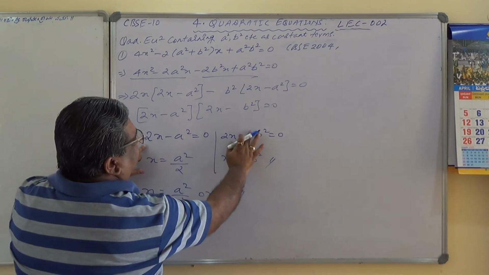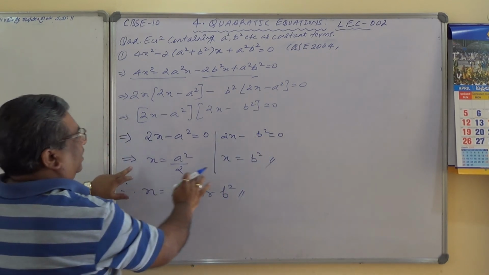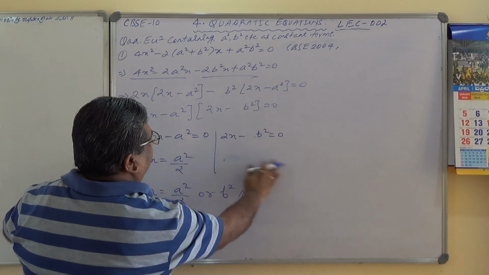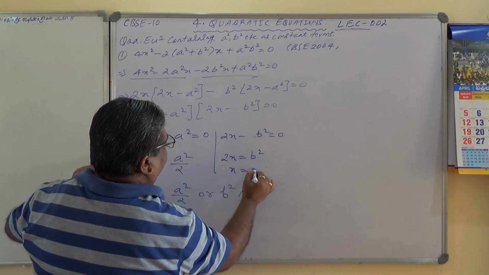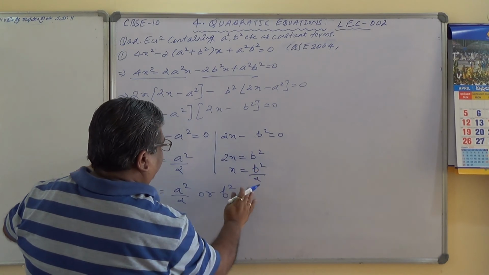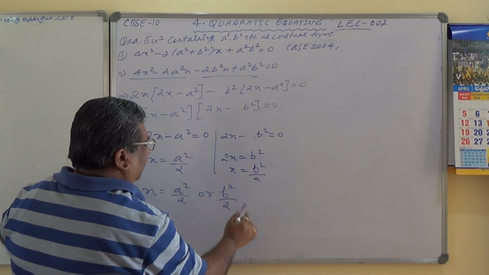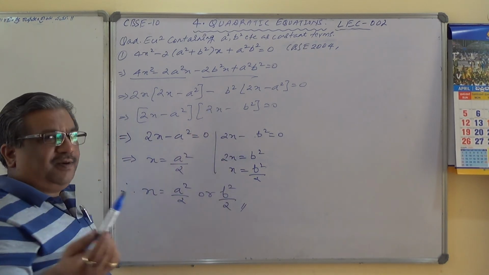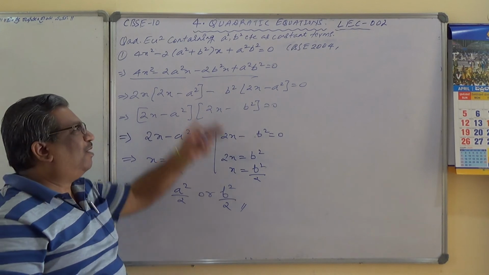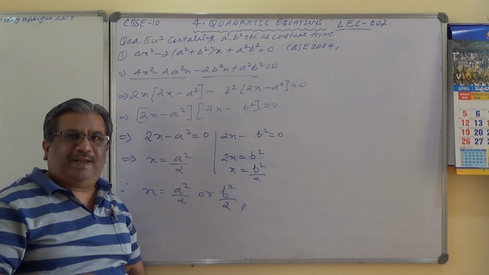2x minus a square equals 0. This is 2x minus b square equals 0, and therefore 2x equals b square, x equals b square by 2. Sorry for that, a small mistake over here. In mathematics there is no small mistake. Even if you do a small mistake like this, finally our answer will be wrong.